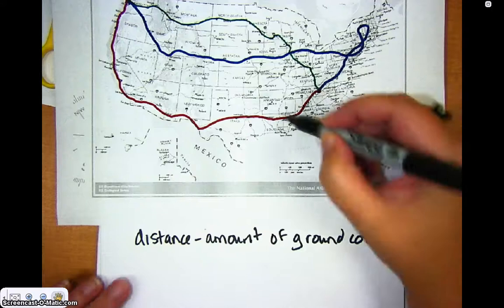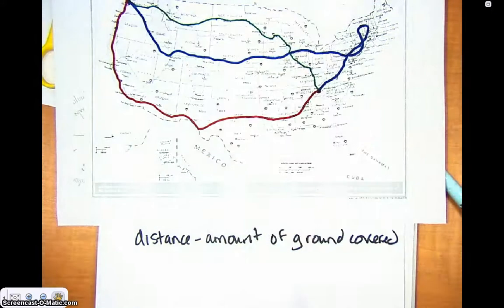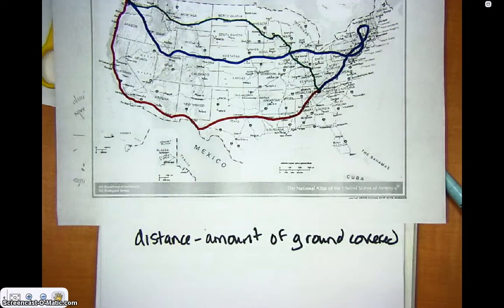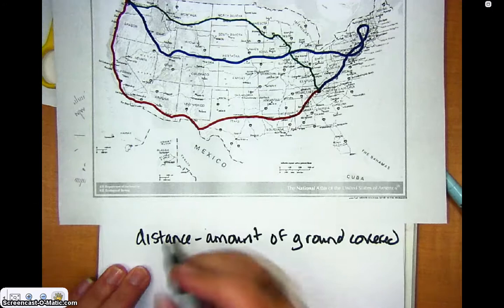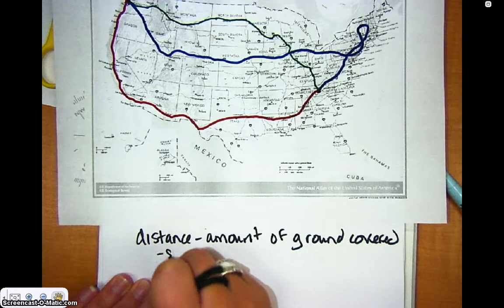Now, as I moved along, I went different directions. There's no one specific direction. Distance only has a magnitude, so it is a scalar.